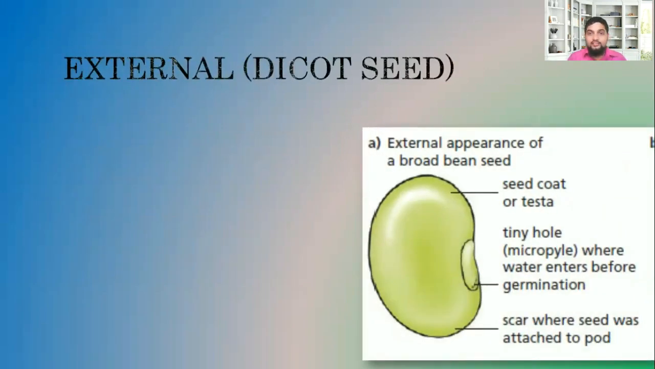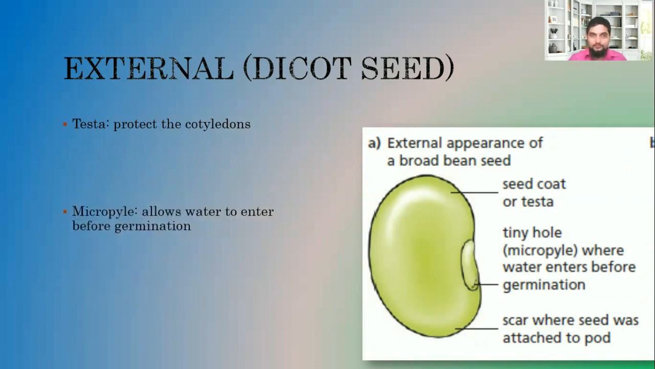So, a quick look at the external structures of a dicot seed. We have the tester. You may also refer to it as a seed coat, but the better term to use would be the tester. It is an outer coat, so it protects whatever is under it. And whatever is under it is the cotyledons and the plumule and radicle and so forth that are developing.